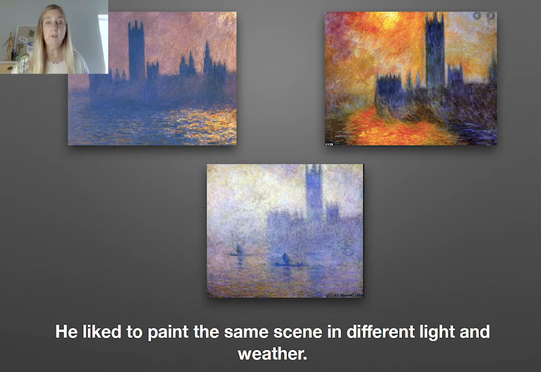So if you see the one on the top left, it's a pretty normal day. The one on the top right is more of a very bright, maybe a sunset type of day. And the one on the bottom with the guys with the oars and the little boats, it's very foggy. So he did the same pictures over and over again, showing different types of day and different types of lighting.